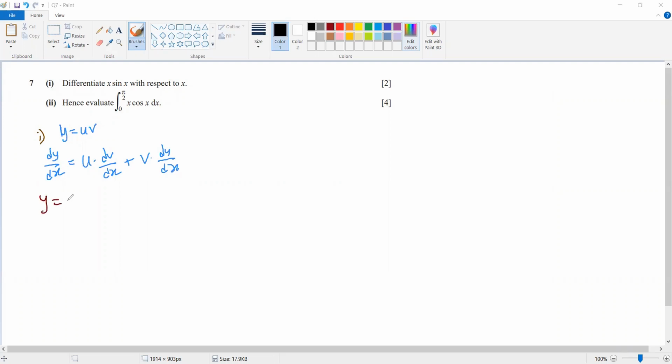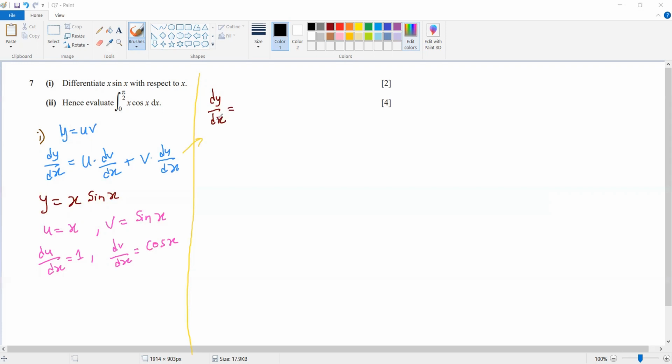So we have y equals x sine x. It's quite natural to take u as x, and v as sine x. Upon this definition, du/dx equals 1, and dv/dx equals, differentiating sine, cos x. All right. So now we use this formula to get dy/dx. Ta-da.